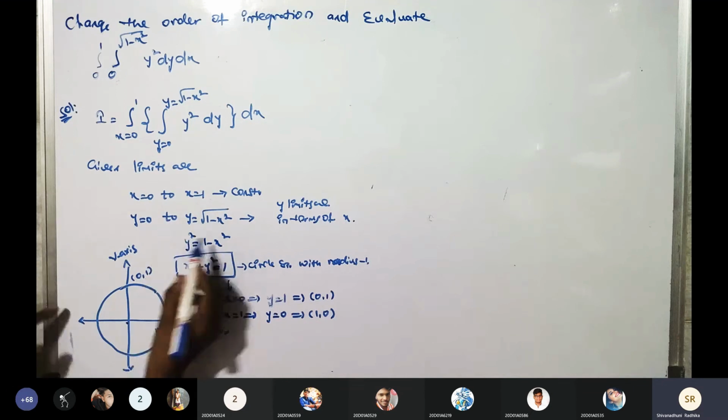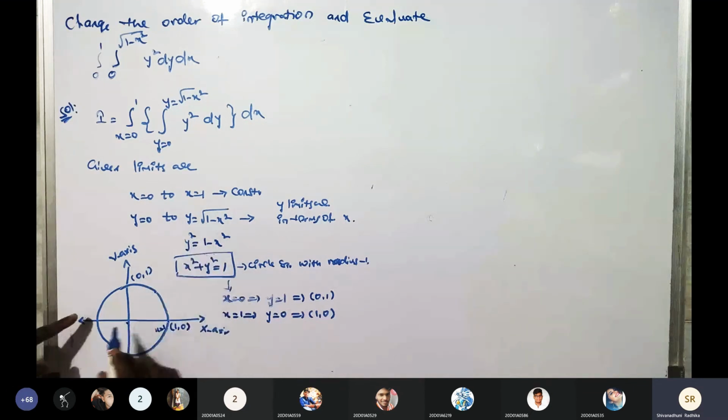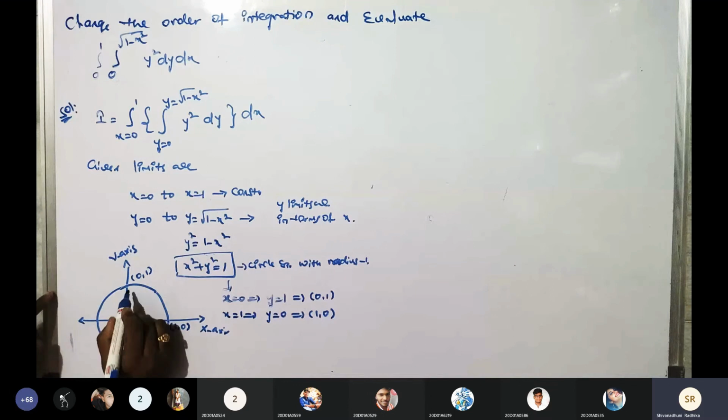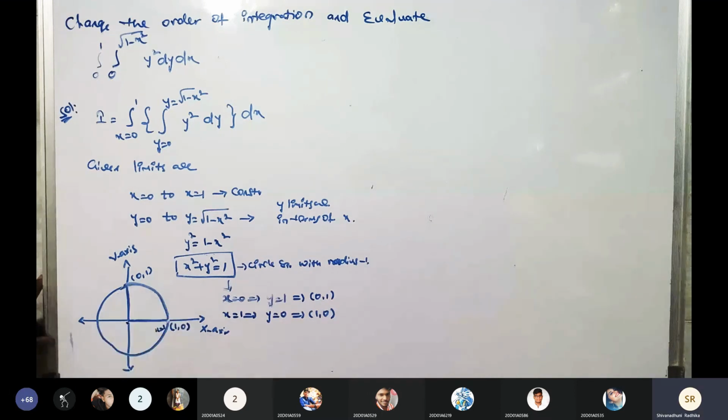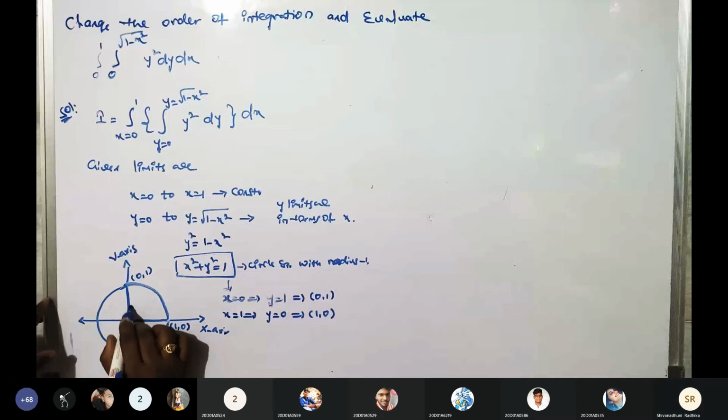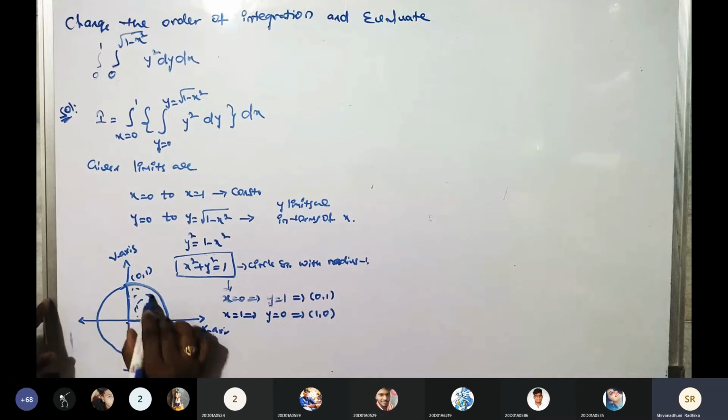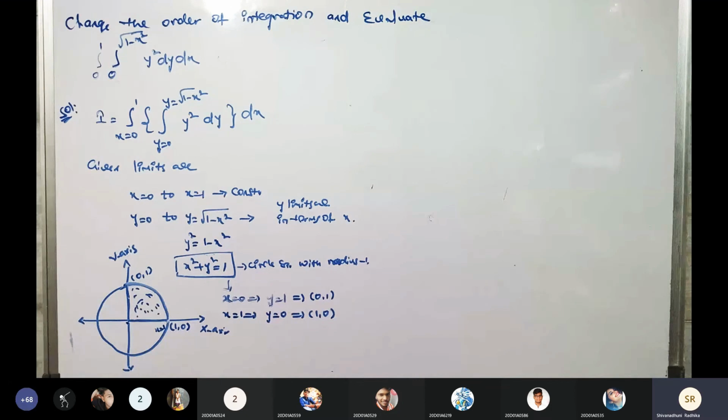These points and this circle equation give the complete region we are going to use for the problem. Clear, all of you? This region only. In this region, we are going to take a strip that is parallel to which axis? Tell me.